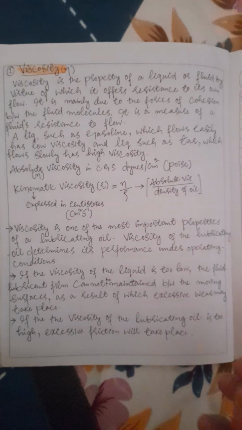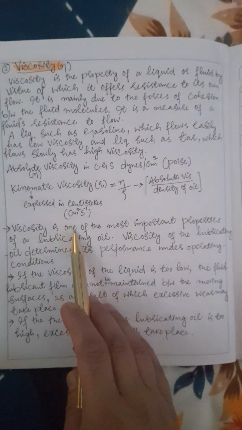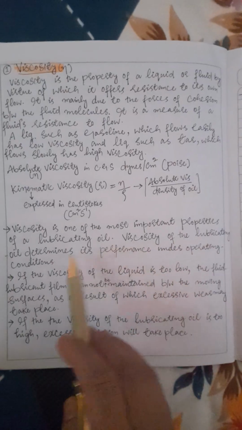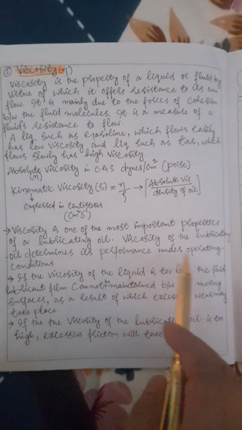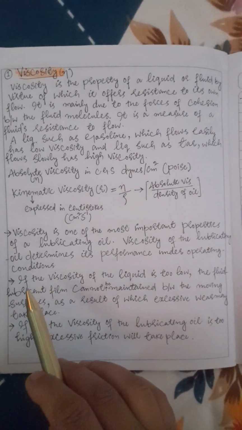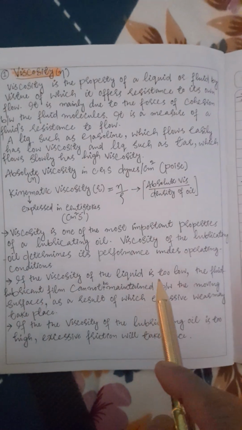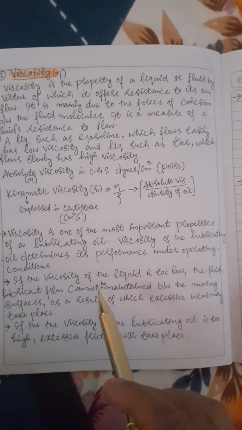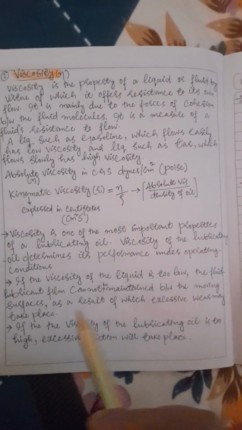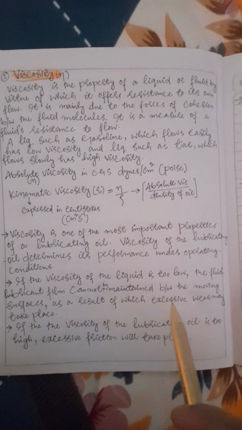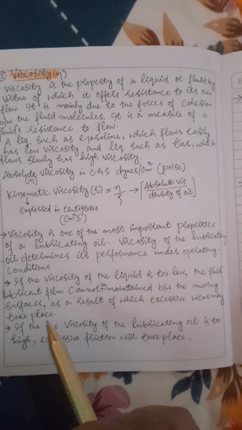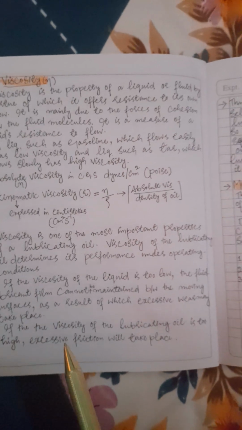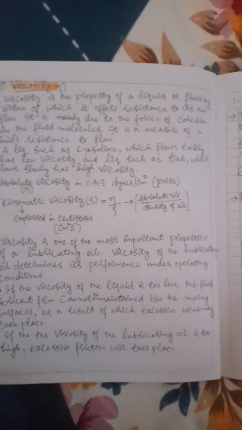So there are very important pointers to remember. Viscosity is one of the most important properties of a lubricating oil. Viscosity of the lubricating oil determines its performance under operating conditions. Number two, if the viscosity of the liquid is too low, the fluid lubricant film cannot be maintained between the moving surfaces, as a result of which excessive wear may take place. Fine. If the viscosity of the lubricating oil is too high, excessive friction will take place.